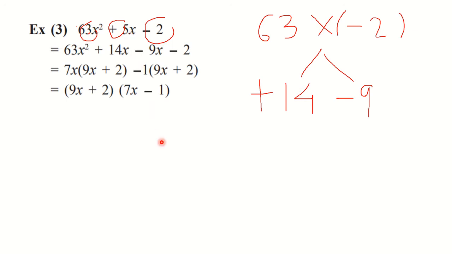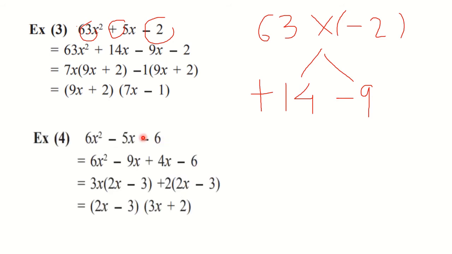Okay. So this was example number 3. Let us go towards one more example. Okay, 6x square minus 5x minus 6. So here also this is plus 6 and this is minus 6. So 6 into minus 6 is minus 36. Again you will think of subtraction. Now you will find two numbers whose multiplication is 36 and difference is 5. Where to see the difference? Here. Okay, so 36 multiplication and difference is 5.